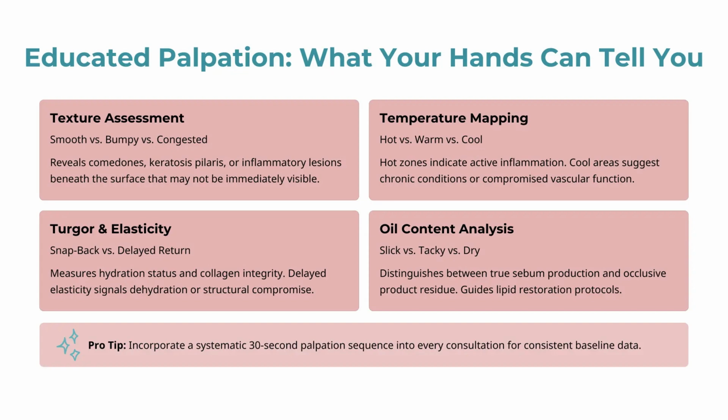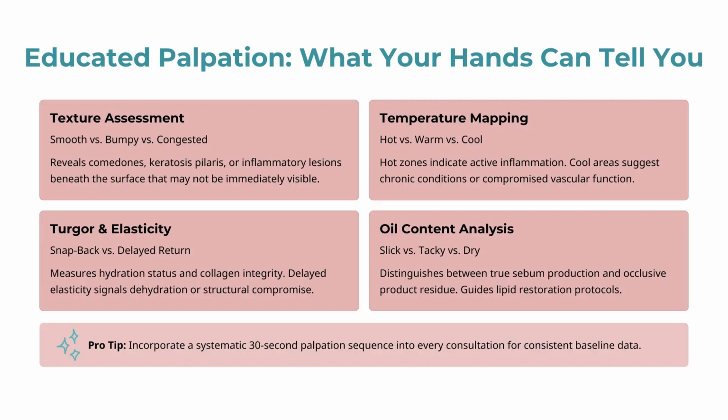function. When we assess turgor and elasticity, the gentle pinch tells you whether the skin snaps back actively or returns slowly. Delayed elasticity is a clear signal of potential dehydration or structural compromise. It's not simply a lack of surface moisture, it's deeper than that.